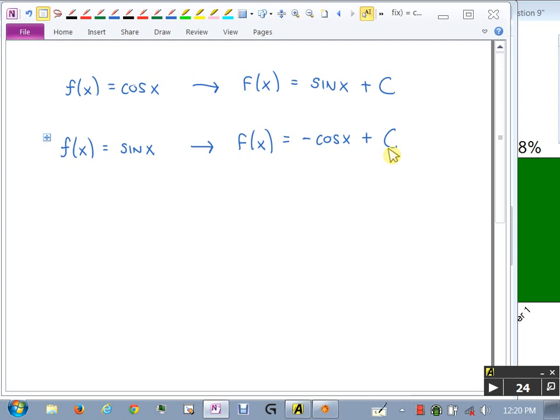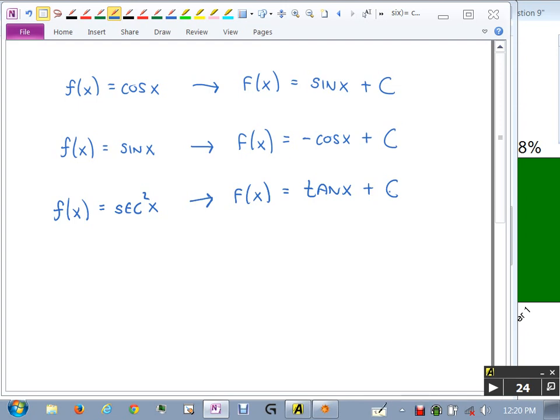What else? Okay, that's one you know. What's the antiderivative of secant squared? Tangent, right? Because you knew that the derivative of tangent was secant squared. So everyone needs to know now that the antiderivative of secant squared is tangent.